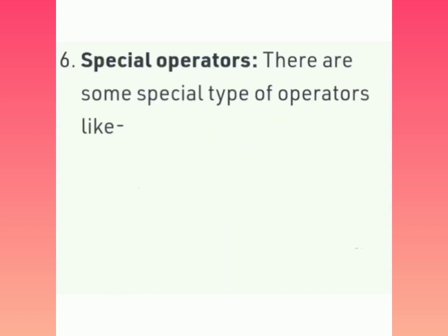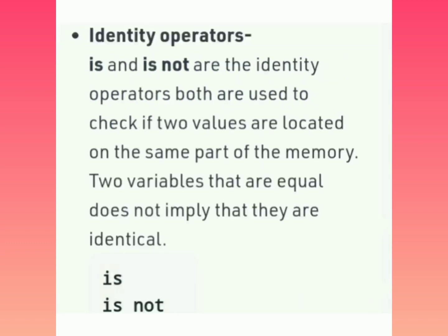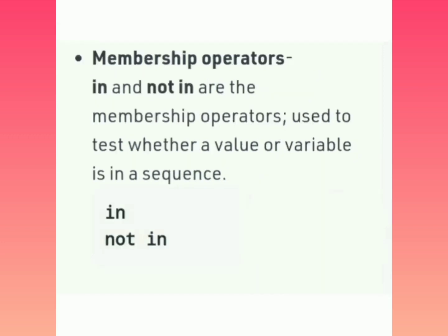Special operators. These are some special types of operators like identity operators. Is and is not are the identity operators. Both are used to check if two values are located on the same part of the memory. Two variables that are equal does not imply that they are identical. Membership operators. In and not in are the membership operators used to test whether a value or variable is in a sequence.